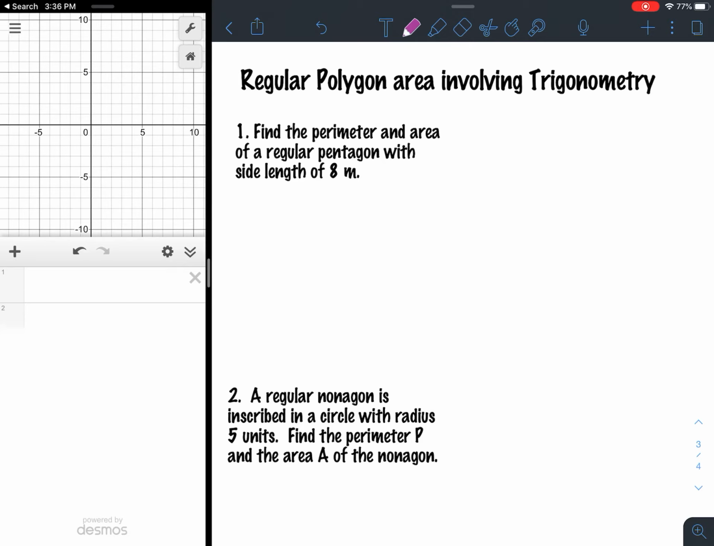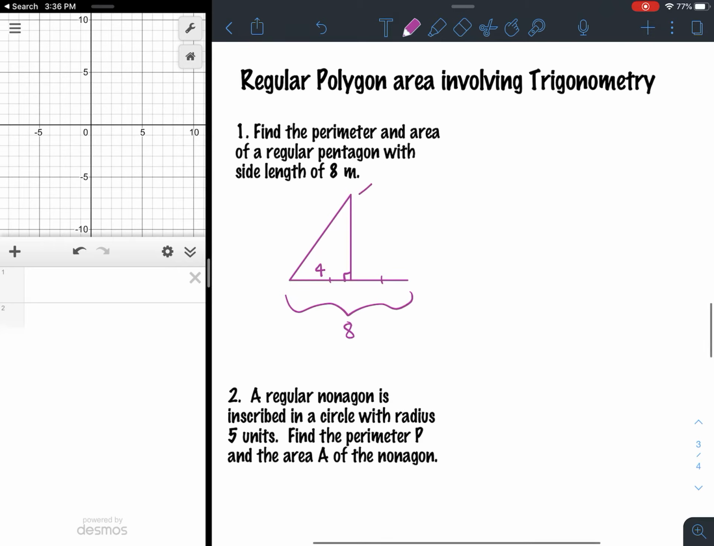The first one, we are going to find the perimeter and area of a regular pentagon with a side length of 8. So instead of trying to draw out a regular pentagon, just draw out one side and know that there are 5 of them. Okay, so I have a side length of 8, which means that after I split it with my apothem, if all of this is 8, then half side is 4.